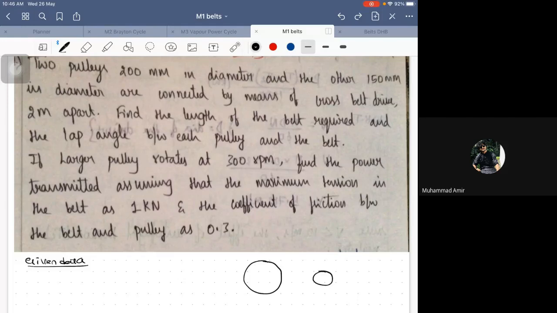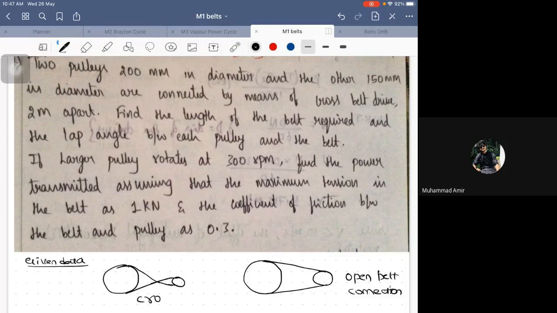This connection, whatever you have seen, is known as the open belt connection. There would be one more connection where you connect a belt in this way, and this is known as the cross belt connection.